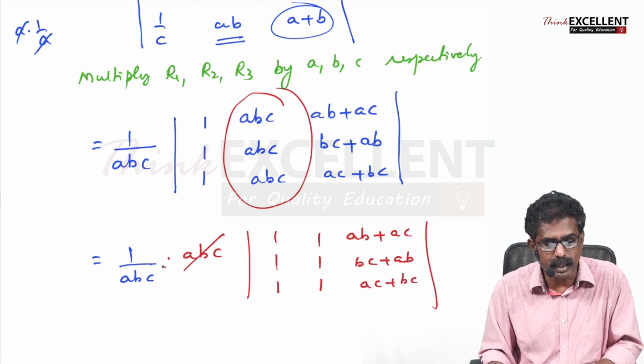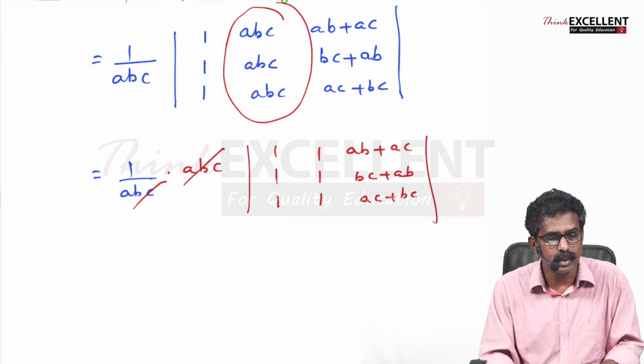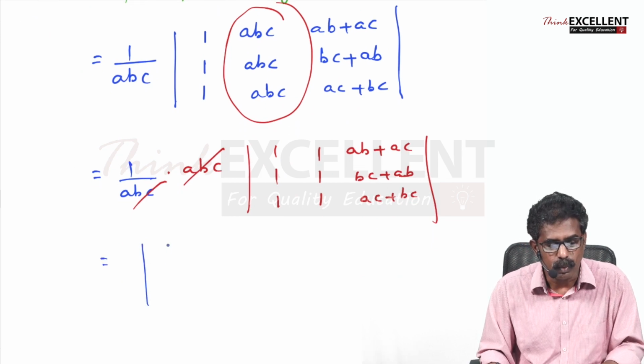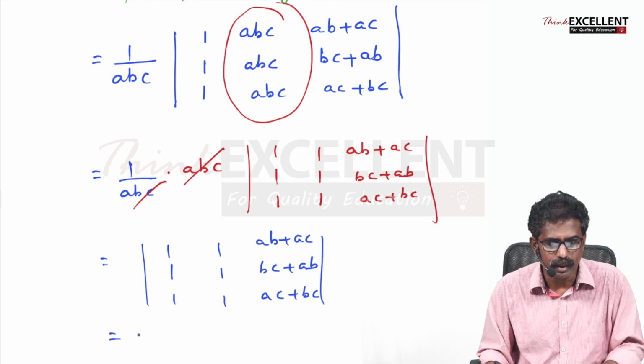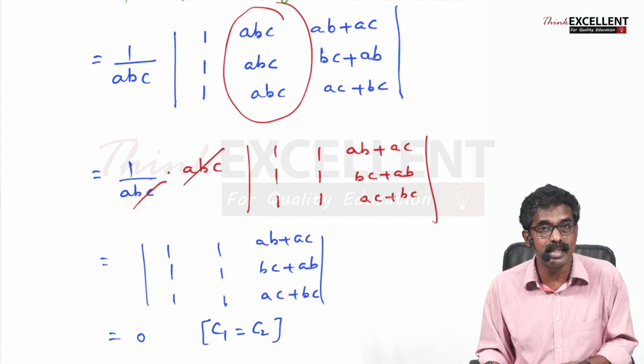Now this ABC cancels. So what are you getting now? 1, 1, 1. Again 1, 1, 1. Then AB plus AC, BC plus AB, AC plus BC. You know the answer is 0. Why? Because C1 equals C2. Two columns are identical. Write the reason correctly.